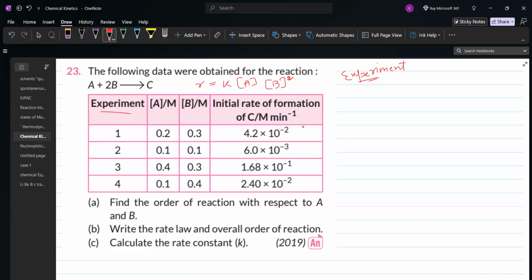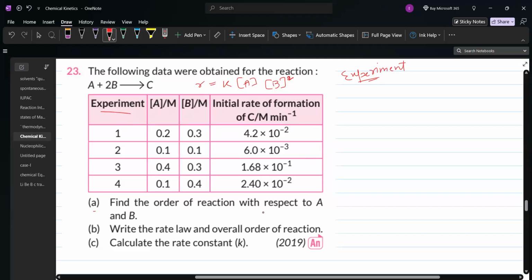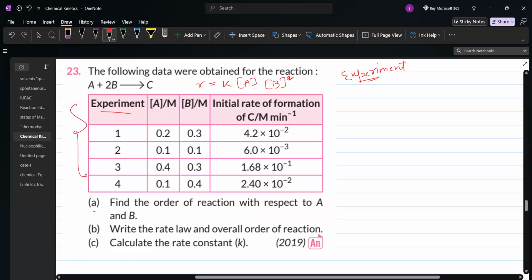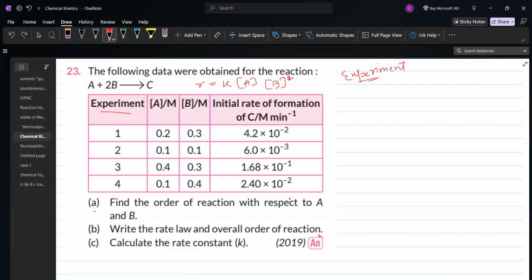Yes, sir. Rishita, you have to understand that if the question is like this, find the order of the reaction with respect to A and B, then without using this data, we would directly say, oh, with respect to A it is 1 and with respect to B it is 2. But that is incorrect, right? So why will they give this data? We will use this data to solve this question. And we will finally write the rate law and order of reaction and calculate the rate constant.